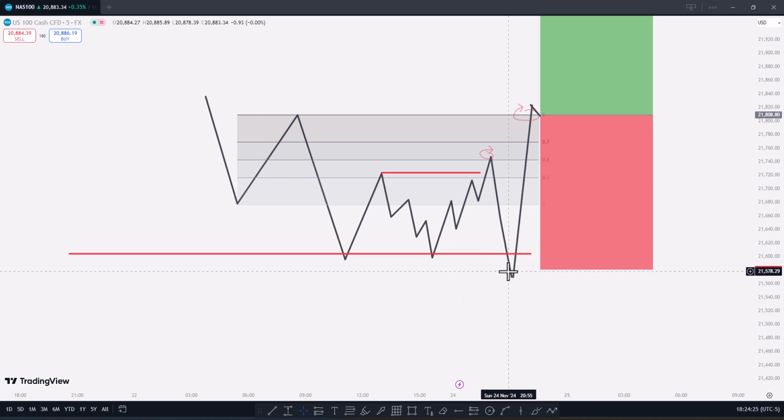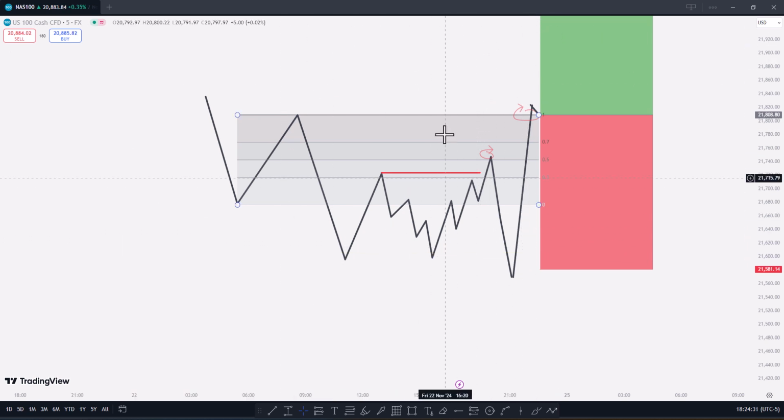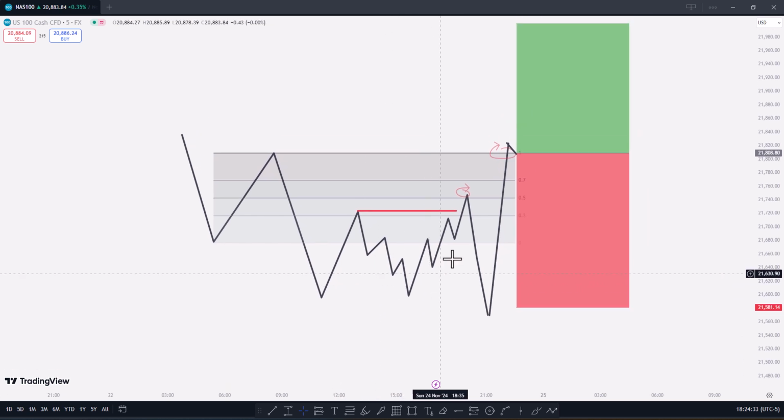So this can indicate the end of the pullback, right? This is one way. Another way to use it, you can also use this for a directional bias on the higher time frame, although I don't do it like this. I use it only on the higher time frame or the lower time frame to take entries.